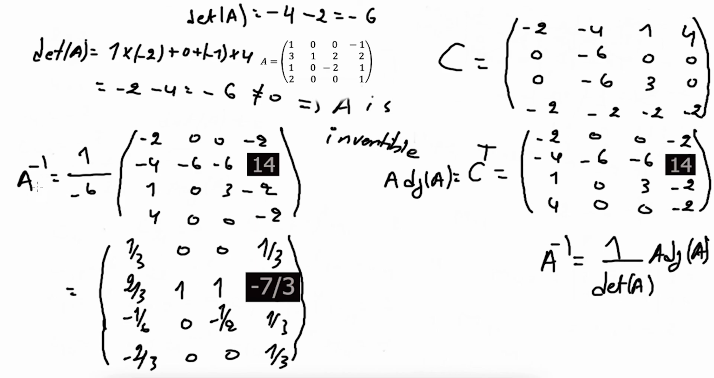So this is the inverse matrix of A, and when we multiply this matrix A by this matrix A minus 1, the result will be the identity matrix, so it will be I4.